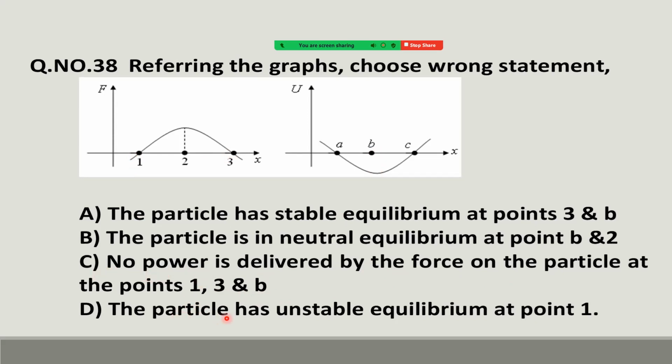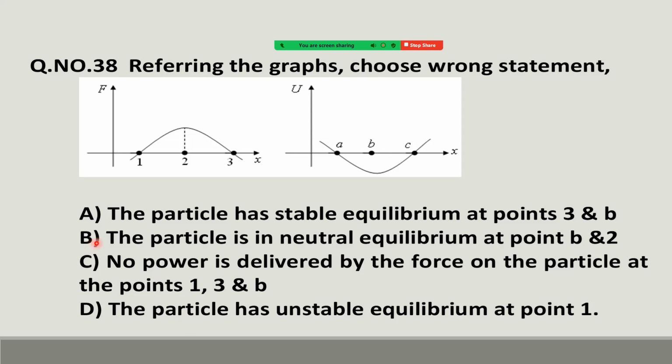Next, particle has unstable equilibrium at point 1. See carefully at 1, net force is 0. If you displace to the right side, force is positive. That means if you displace right side, force is also right side. If you displace left side, force is negative, which indicates it is unstable equilibrium. So D is the correct one. That means the only wrong statement is B.